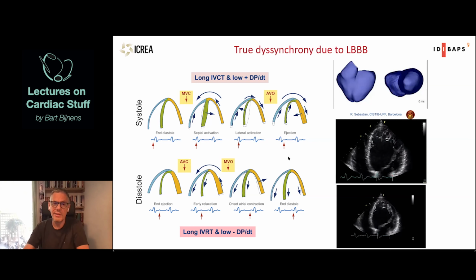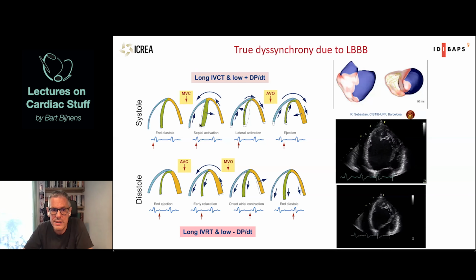So what do we see at the level of the ventricle then? We can go first through this cartoon. We see the onset of the QRS. That means that the septum is being activated, starts to contract, starts to move inwards, and at the same time stretches the rest of the myocardium. A bit later on, the electricity comes to the rest of the myocardium, in this case the lateral wall.